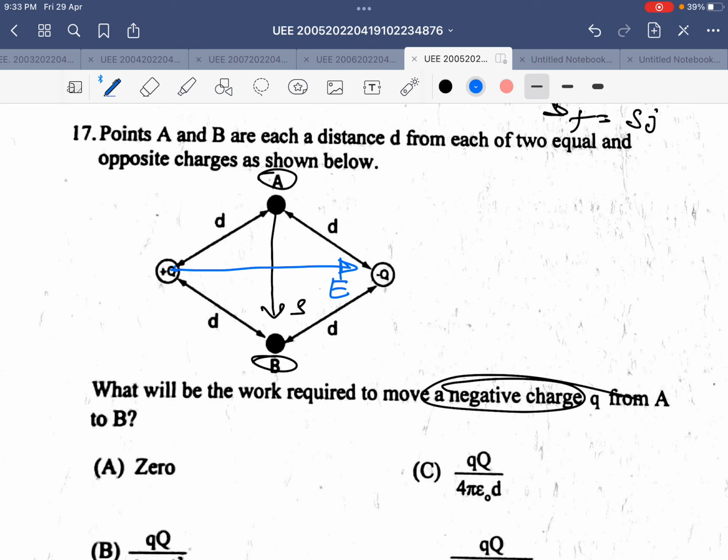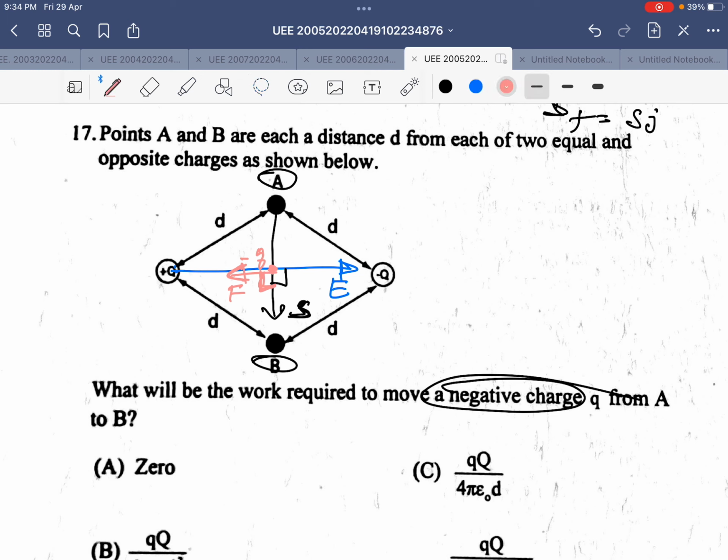This is the direction of the electric field, and this is the direction of the displacement. Now the direction of the electric field and the direction of the force are the same for a positive charge, but this is a negative charge, minus Q, so not the same. The force is opposite to the electric field. Anyways, the force and the displacement are perpendicular here, as you see. They are perpendicular, clear?